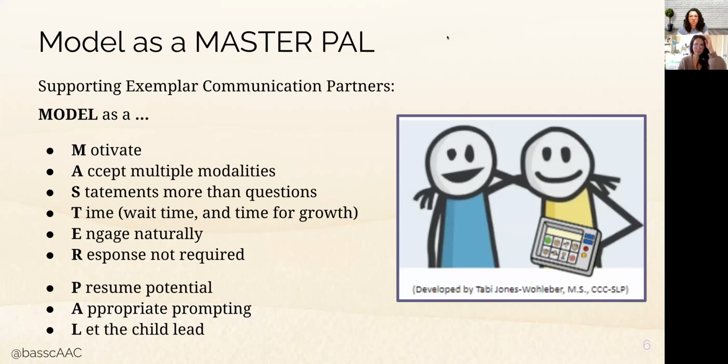All right, and here's the whole series and our preview again. We've gone over a couple of the topics, but today we're going to be focusing on accepting multiple modalities to help continue to develop our skills to becoming a Master PAL.